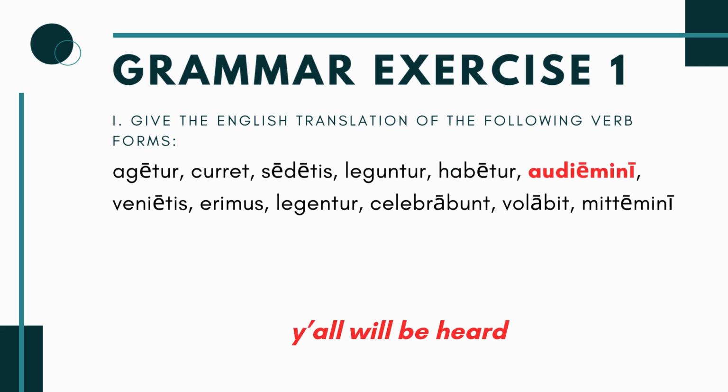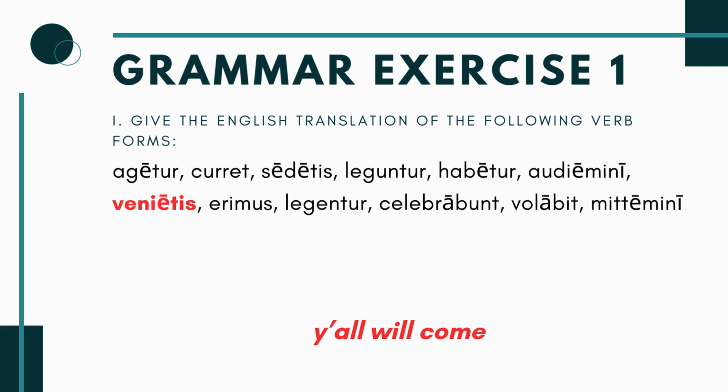Next, you have audiemini, right? So this is the verb audio, audire. It's a fourth conjugation verb. There's an E before the mini ending, which makes it future tense. Remember the A and 5 E's is for third and fourth conjugation verbs. Mini is a passive voice ending. It's second person plural, passive voice. So audiemini means y'all will be heard, right? You all will be heard. You have to put the B in there to make it passive, okay?